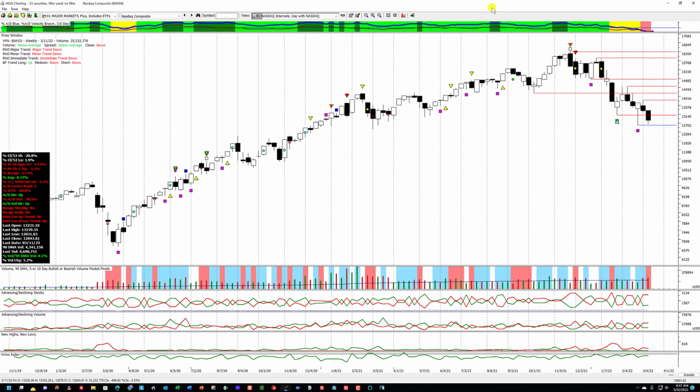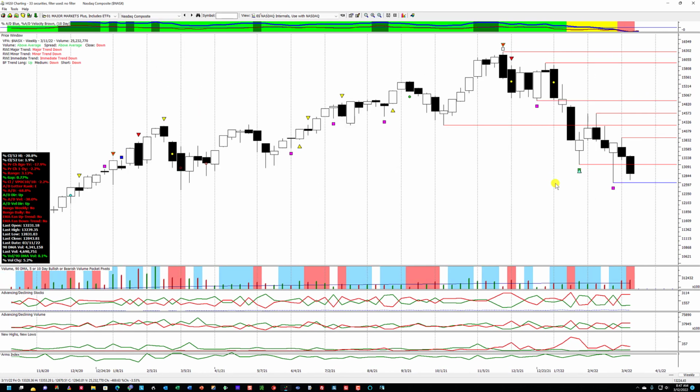Let's change this to a weekly chart. On the weekly chart, here's the high. Here's a low here. Any of these could be a lower high in this range. Let's say that's a lower high. It broke that, came all the way down here, and established a lower low. Here's a lower high. This one's a little bit higher. Here's a lower low.